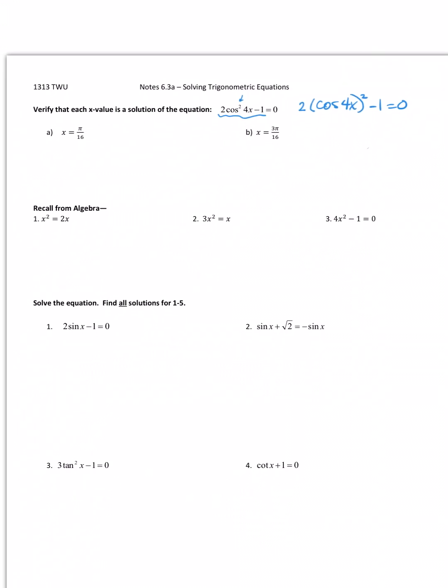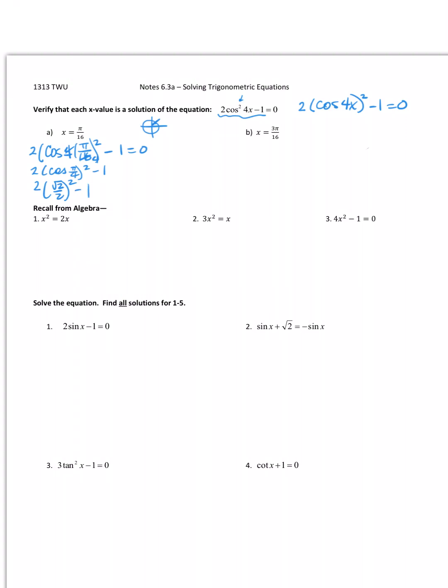I'm going to use that as my framework to plug in these x values, like for part a here. So I'm going to plug in pi over 16 for x. I'm going to go 2 times the cosine of 4 times pi over 16, squared, minus 1 equals 0. So we need to check to see if it equals 0. Let's clean this up. 4 over 1 times pi over 16 is really pi over 4, right? And so I need to think about, what is the cosine? 2 times the cosine at pi over 4, and I'm going to square it, minus 1. So think about my unit circle. Pi over 4 is right here. What's the cosine there? Well, it's the square root of 2 over 2.